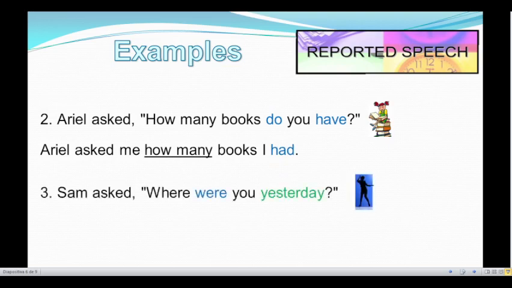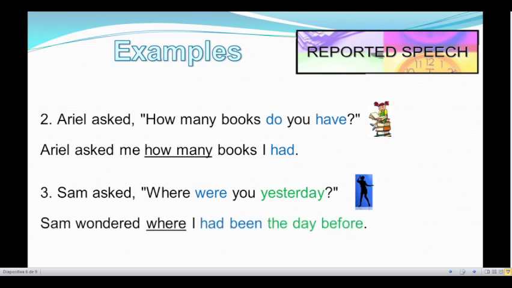Yeah, excellent. Number 3. Sam asked, where were you yesterday? This question is in simple past, so we have to change it to past perfect. We have a time expression, that is the word yesterday. So we can change it for the previous day or the day before. And where is our WH question? Let's read together the reported speech. Sam wondered where I had been the day before.